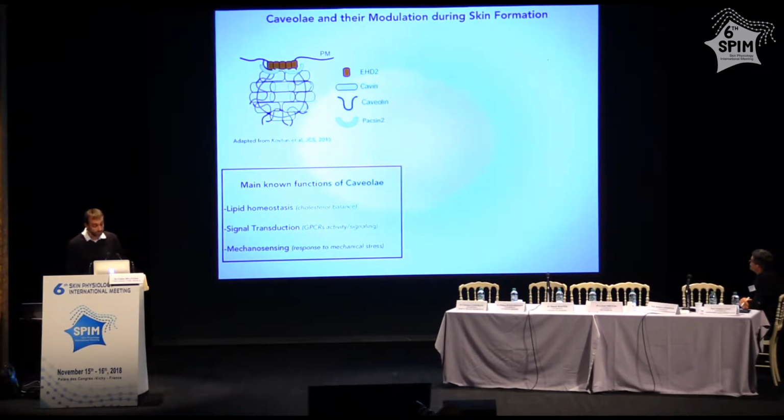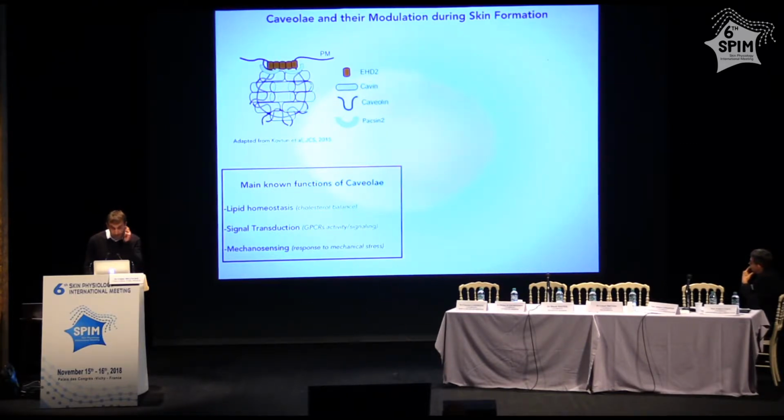Historically, they have been shown to control lipid homeostasis, like cholesterol balance, and signaling events, like by inhibiting signaling through GPCR, the G-protein coupled receptor. More recently, they have been shown to control the mechanosensing of the cells, meaning that this invagination can be seen as a lipid reservoir that can flatten out or be invaginated. By providing more membrane, more lipids to the plasma membrane, the cell can cope with the mechanical stress and avoid mechanical rupture, for instance.